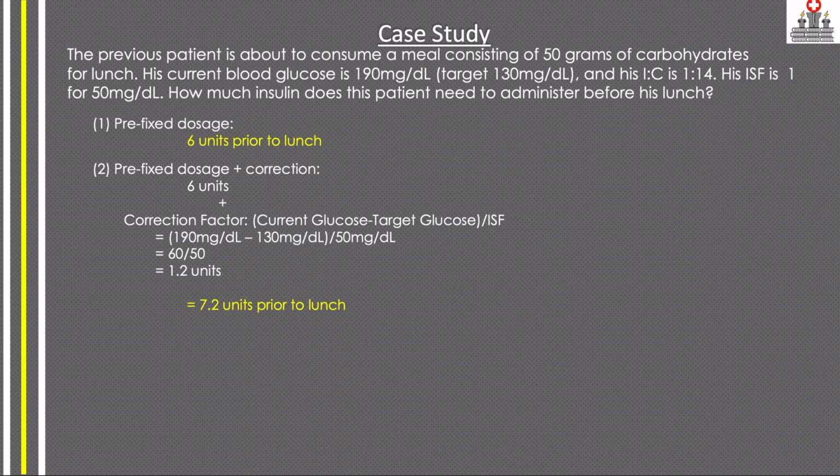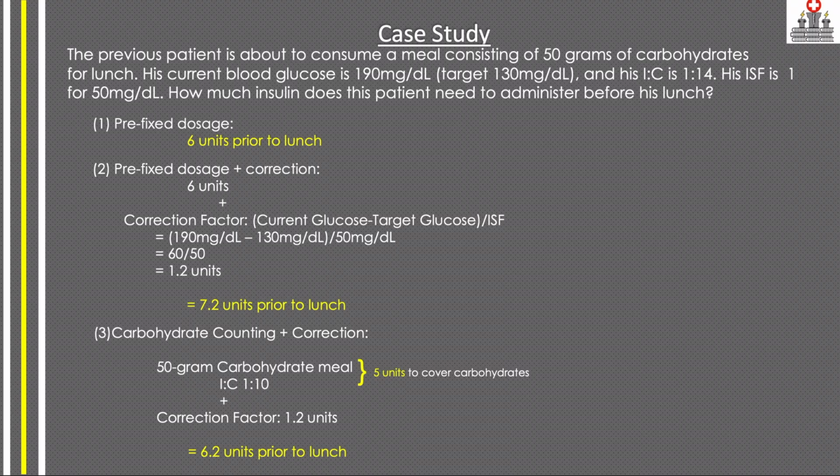We can also do something called the prefix dosage plus the corrections. So we know he's given 6 units before a meal, and we can also calculate how much insulin he needs to give to get his blood sugar from 190 to 130. So if we consider the correction factor, the formula is the current glucose minus the target glucose divided by the correction factor. So 190 milligrams per deciliter is what his sugar is. It should be 130, and we know that 1 unit will reduce his sugar by 50 milligrams per deciliter. So plugging this in, we get 190 minus 130, which is 60, divided by 50, and that's about 1.2 units. So we would recommend 7.2 units prior to lunch. Of course, they're going to have an insulin pen. It's not going to allow for 0.2, so realistically, they'd give 7 units prior to lunch.